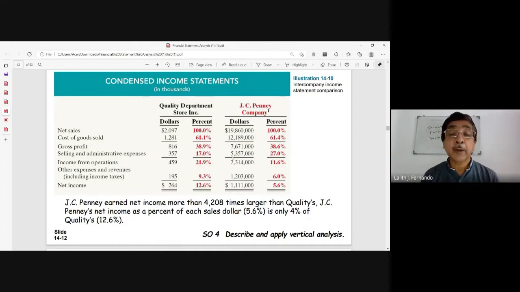Now I am asking a small question here. You can see the Quality Department Store's selling and administration expenses are only 17% of net sales, whereas the JC Penney company's selling and distribution expenses are 27% of net sales. It is almost one third, whereas it is very much less than one sixth in the Quality Department Store.